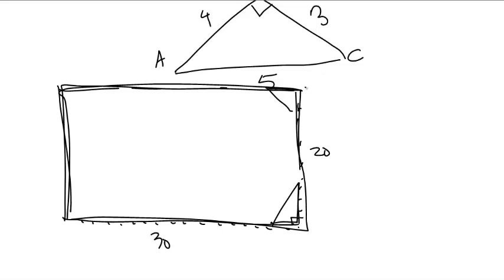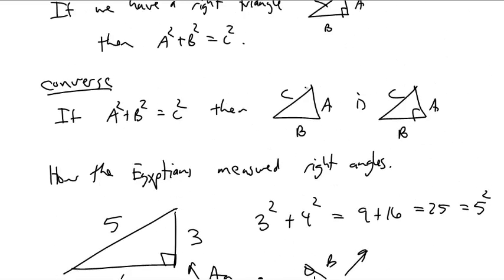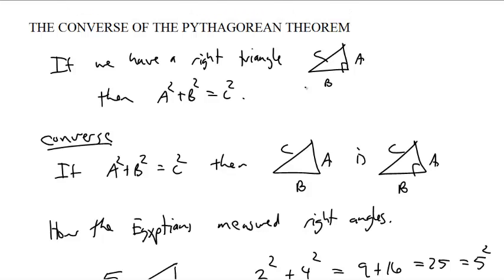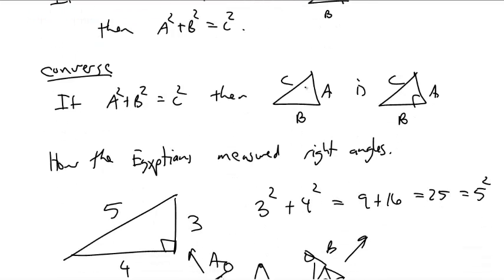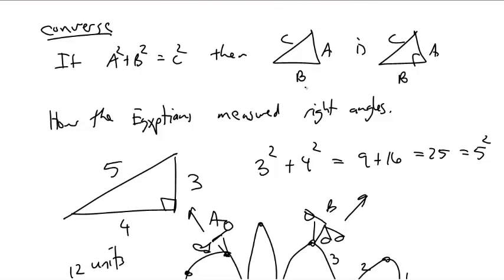So this is just a cool thing. The Pythagorean theorem not only tells you that a squared plus b squared is c squared, but if a squared plus b squared is going to be c squared, then you have a right triangle.